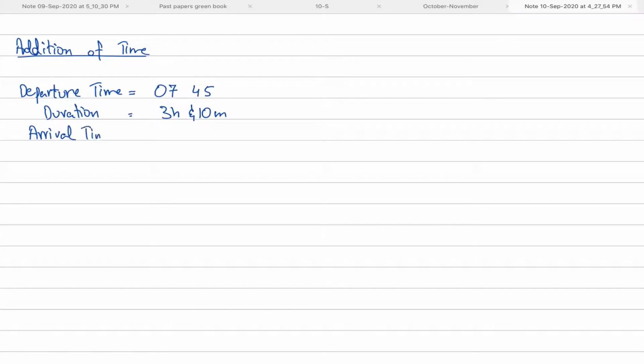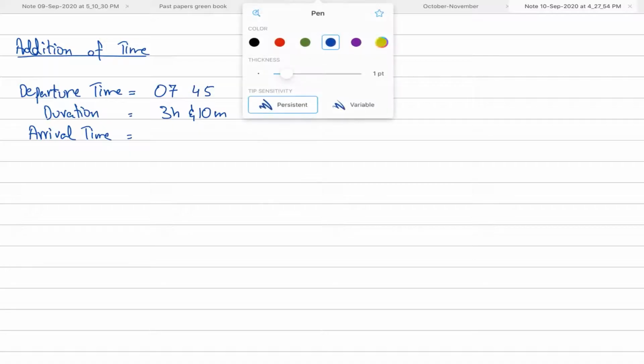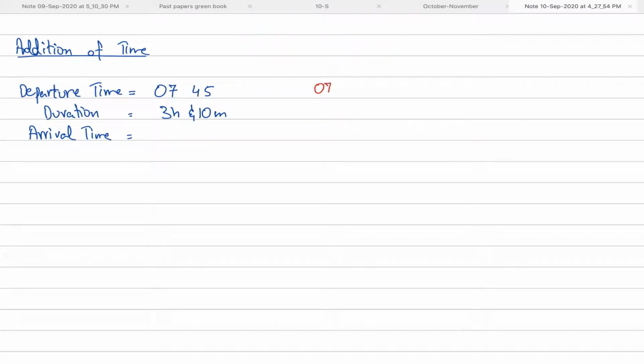We can do that very simply by taking the departure time and adding the duration of the flight to it. So let's do that. We have 0745 and in it let's add 0310. So what's 45 plus 10? That's 55. And what's 7 plus 3? That's 10. So straight away we have our answer, and that is 10:55.